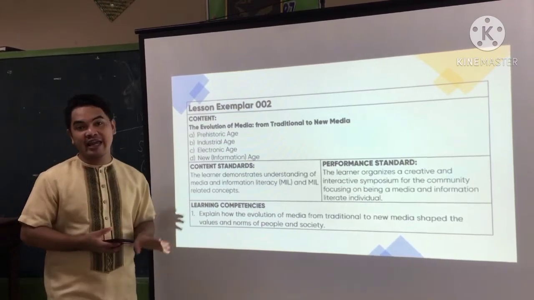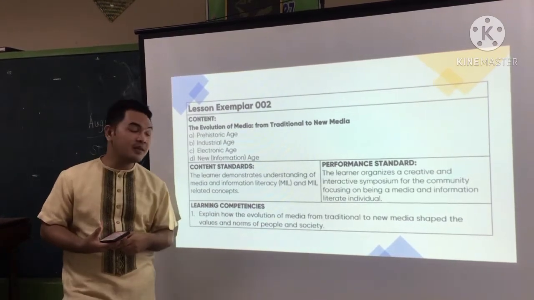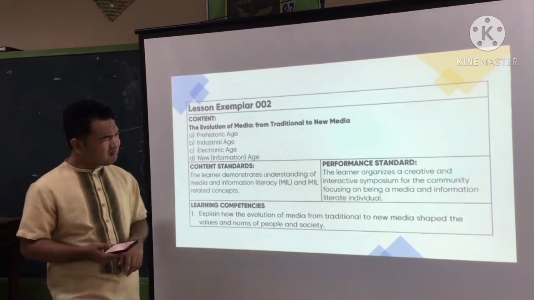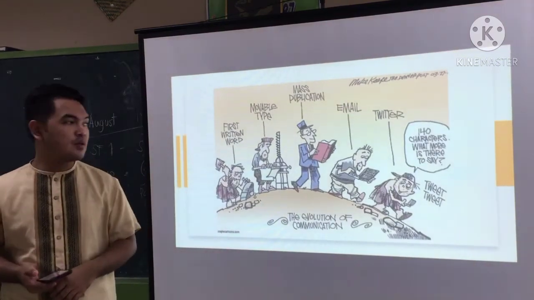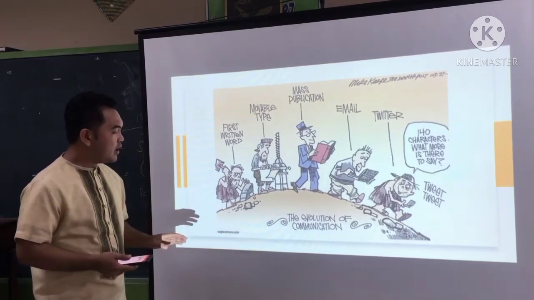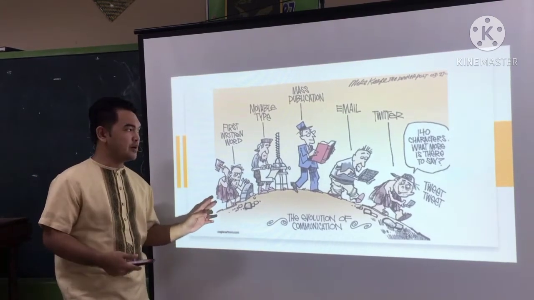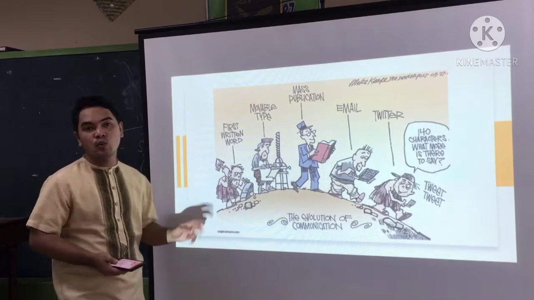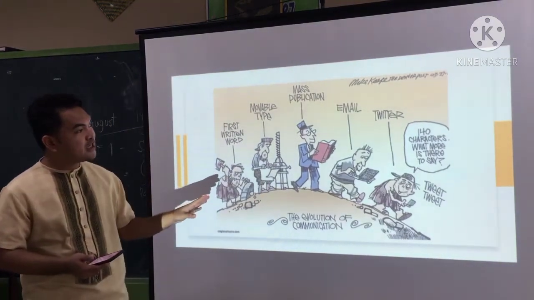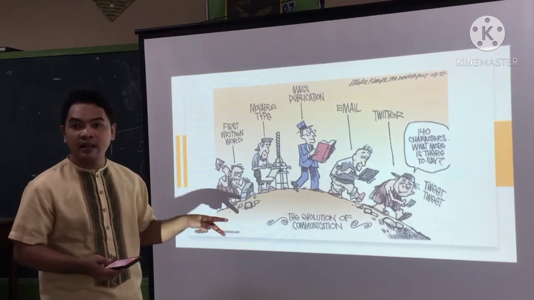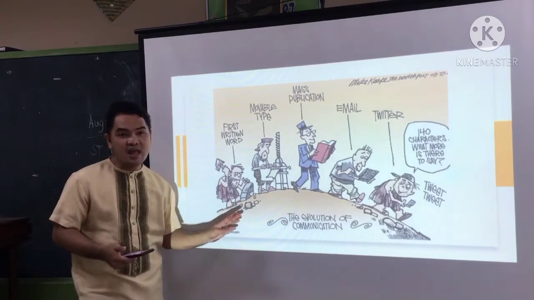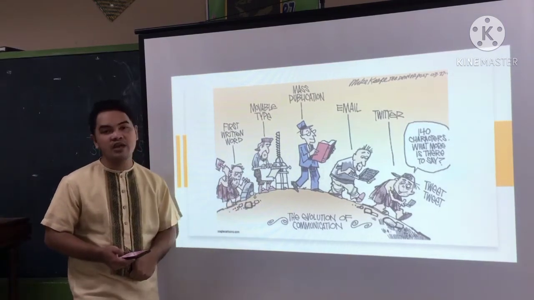We have the prehistoric age, industrial age, electronic age, and the new or information age. So I have here a picture, so let's analyze this one. As you can see, we have the caveman, who is the first person who has the first written word, from movable type to mass publication, down to email, down to Twitter. So they tweet. So this is the evolution of communication.